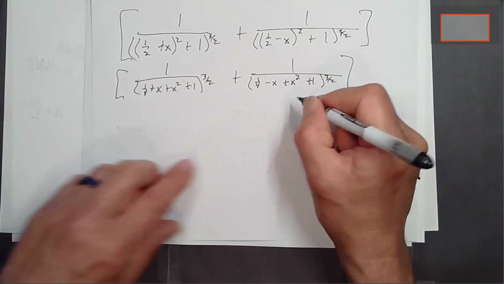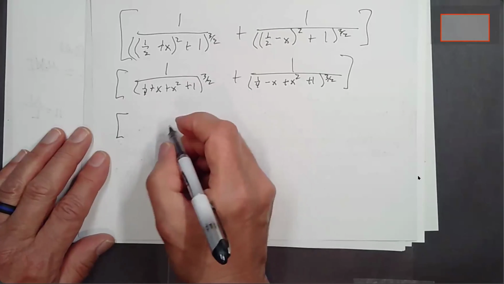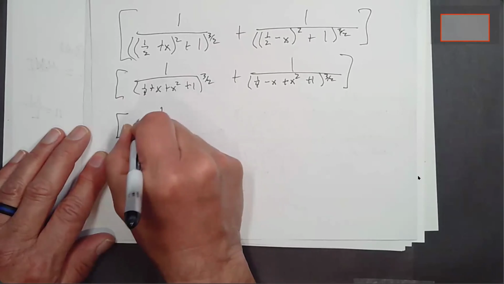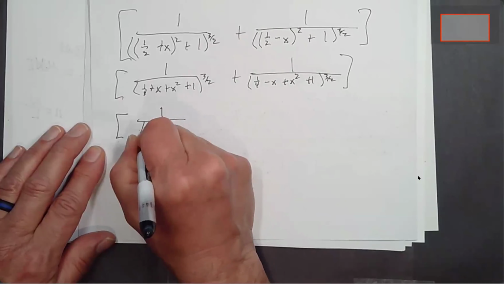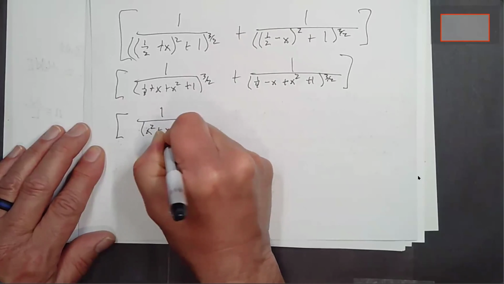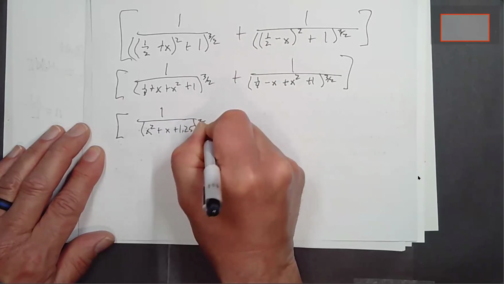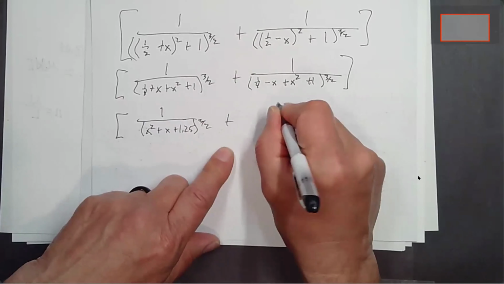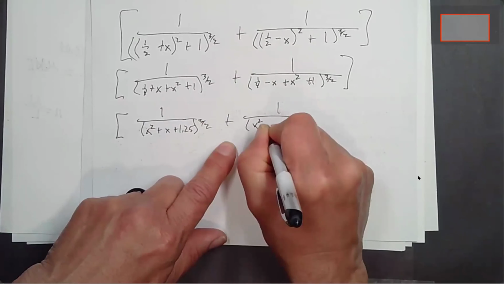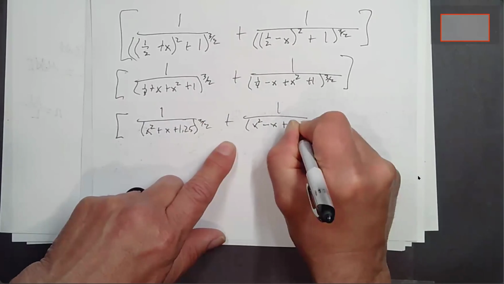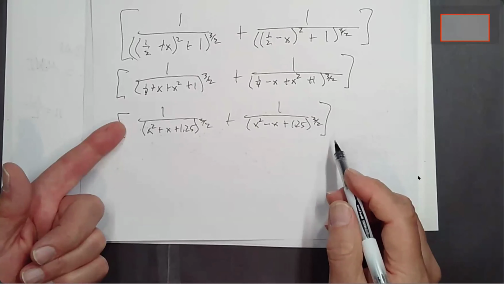And this is for the right-hand side, and this is for the left-hand coil. But if you simplify that a little bit farther, you get 1 over 1/4, which I'm going to write as 0.25. You'll get x squared plus x plus 1.25 to the 3/2. And on the other one, you'll get 1 over x squared minus x plus 1.25 to the 3/2. Okay, so that's what I have to graph.